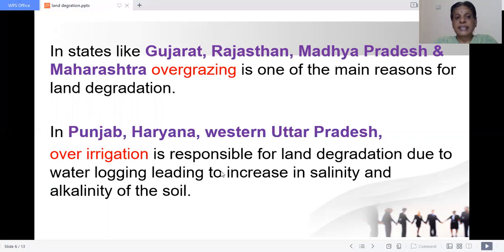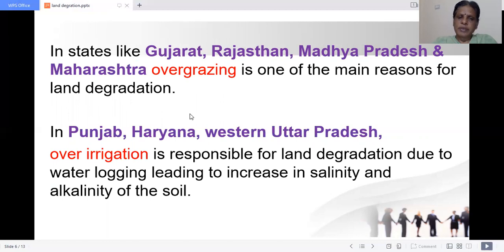So over irrigation. In Punjab, Haryana, Western Uttar Pradesh and all, the water facility is over available. Okay. In such a way, you have to remember, my dears. See how to remember? I'll tell you on the map. Gujarat, Rajasthan, Madhya Pradesh, Maharashtra. Rajasthan is a desert land, so grasses will be less, overgrazing. I can give you the clue like this.